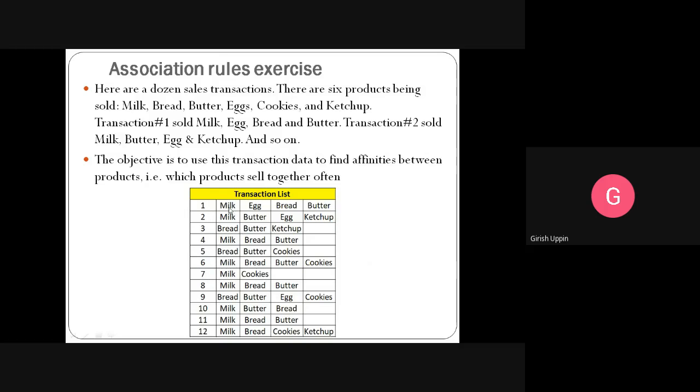For example, milk. So 1, 2, 3, 4, 5, 6, 7, 8, 9. So 9 out of these 12 transactions has milk. So that is how you are going to write one item set and frequency. Milk 9, bread 10, butter 10, egg 3, ketchup 3, cookies 5, and so on. So this is the first level of our first step, where we use only one item.